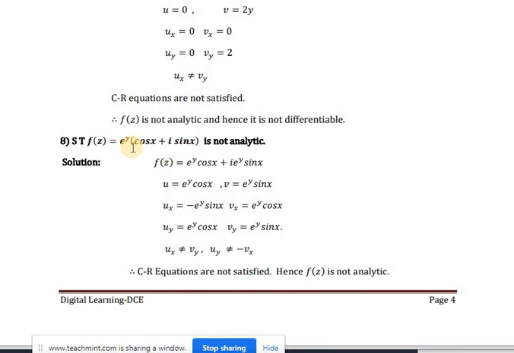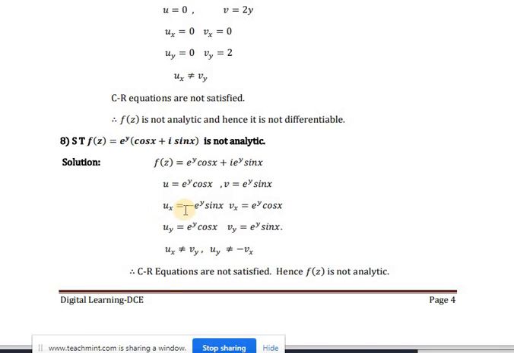Show that f of z is equal to e power of x into cos x plus i sin x is not analytic. If the given function is not analytic, it means CR equations don't satisfy. So take up the given function and find the partial derivatives of the real and imaginary parts. If the CR equations are satisfied, then it is analytic. Otherwise, it is not an analytic function. So, real part: u is equal to e power of y cos x, v is equal to e power of y sin x.